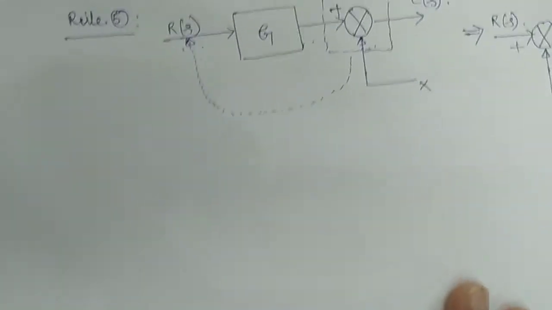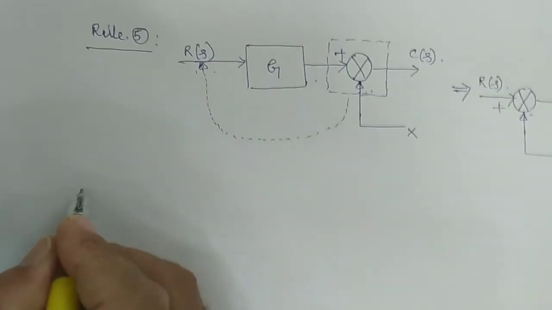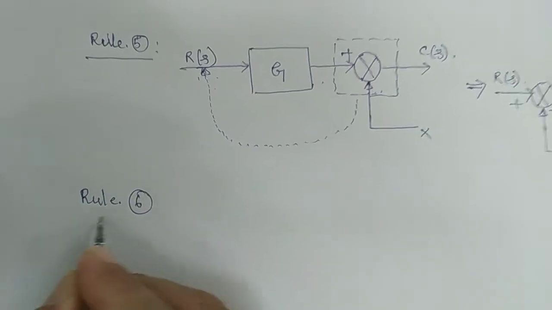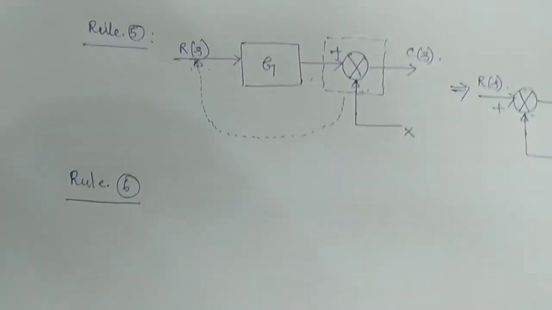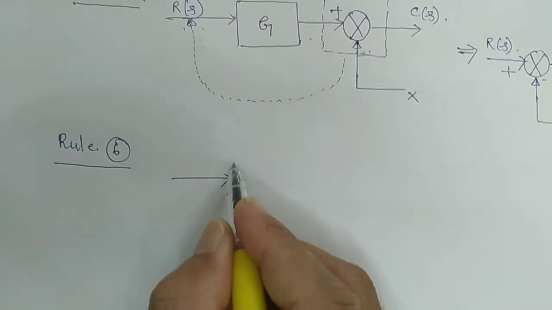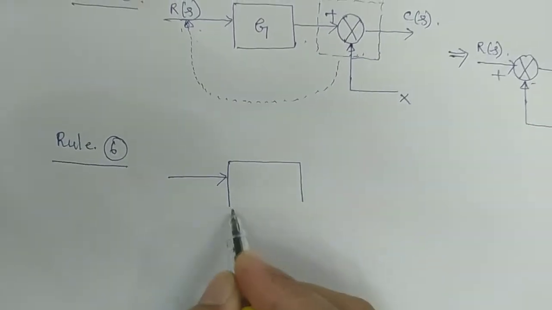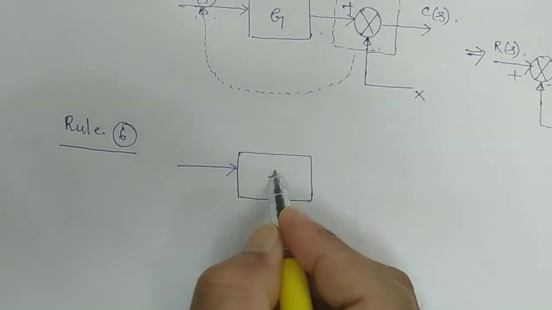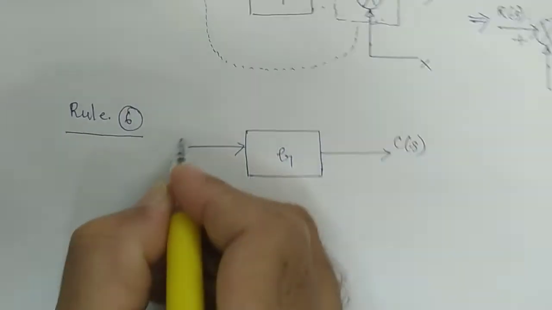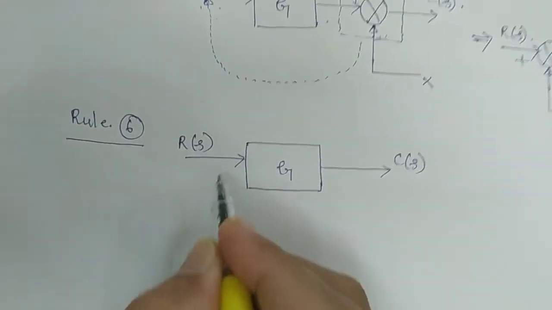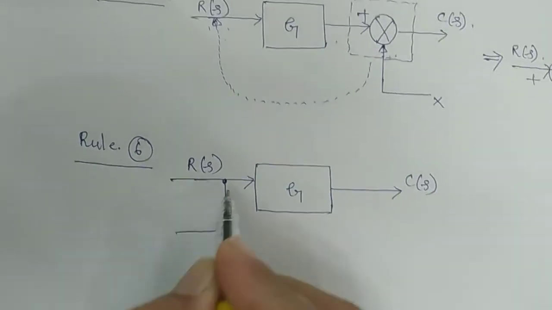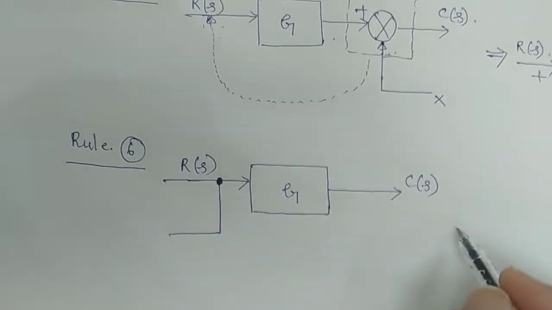And similarly we see the next, rule number 6. So in this rule number 6, for example, if you have this type of combination in the problem, this is C of S, this is your R of S, and let us see here you have something. This is what I am showing.